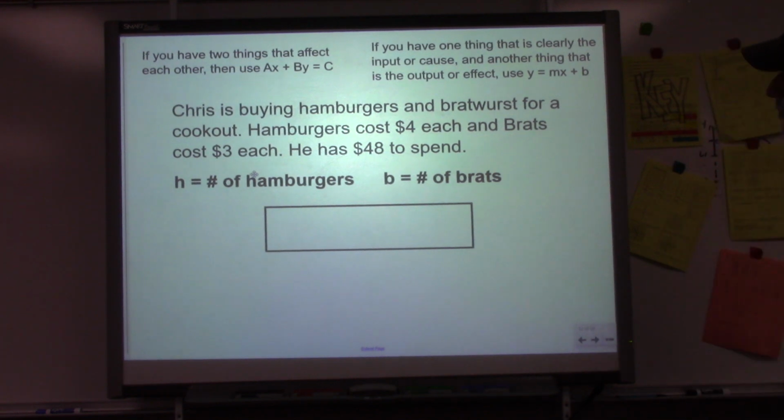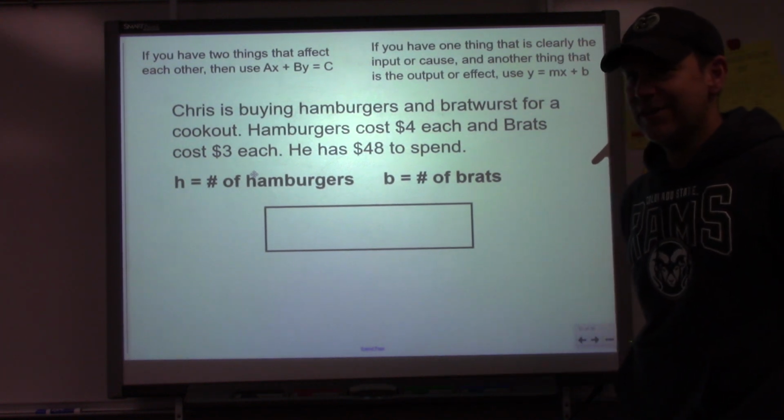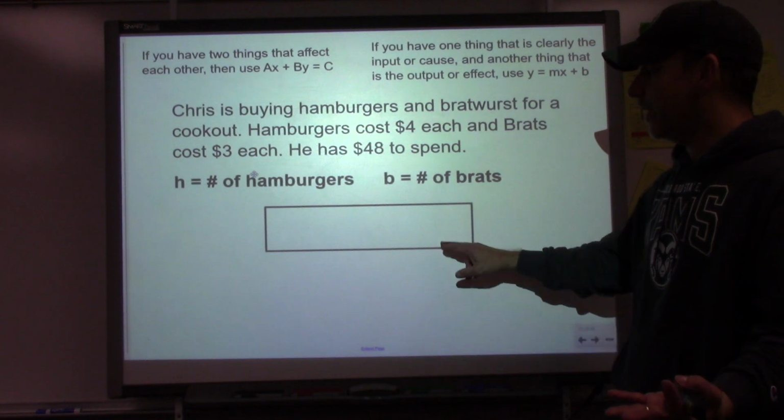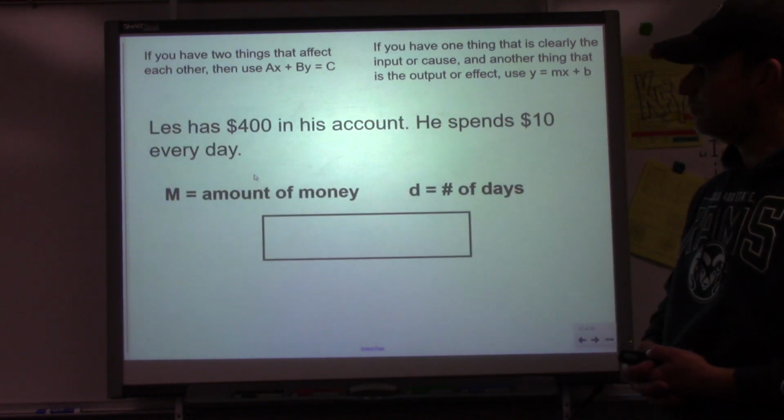Chris is buying hamburgers and bratwurst for a cookout. Hamburgers cost $4 each and brats cost $3 each. He has set $48 to spend. Again, you have two things that are impacting each other, right? The more hamburgers, the fewer brats, so we know it's standard form. 4H plus 3B equals 48.